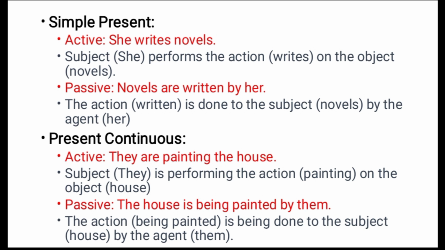Now look at the passive voice of this example. Novels are written by her. In the passive voice, the object of the active voice, novels, is converted to the subject in passive voice. And as he is converted to him, she is converted to her. You have to use by before converting that subject into object.